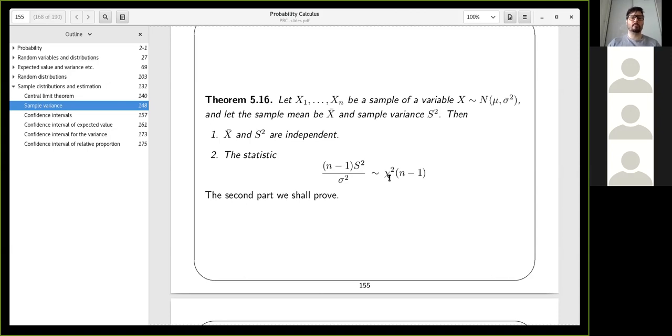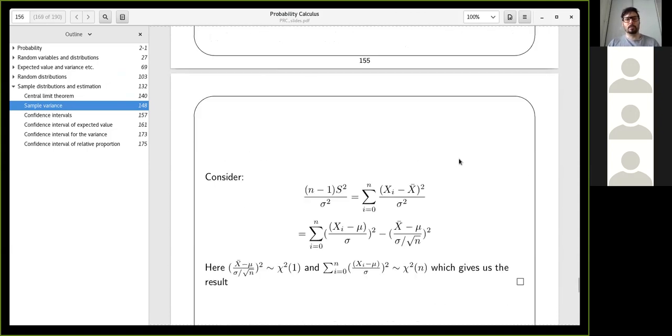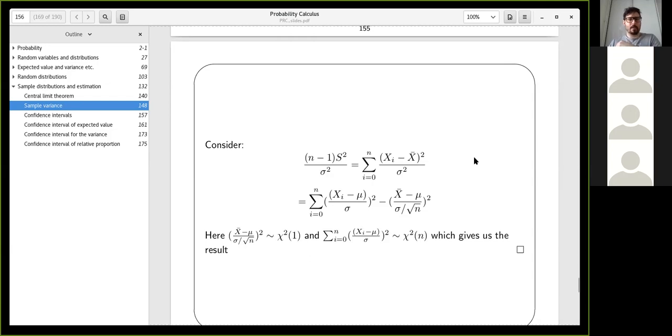And we can prove the second part here. So think about it this way. If we can assume the two are independent. Now, if we consider this (n minus 1) times s squared divided by sigma squared, where sigma squared is the variance, that should be from 1. It shouldn't be from 0.